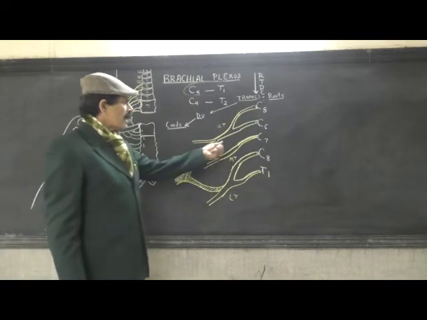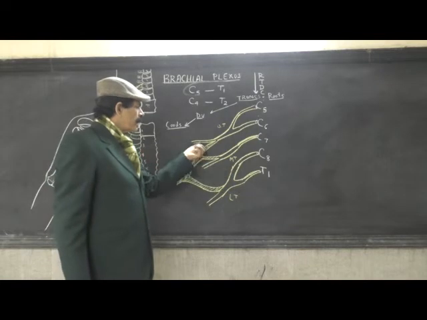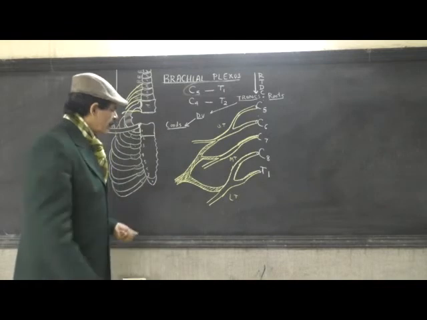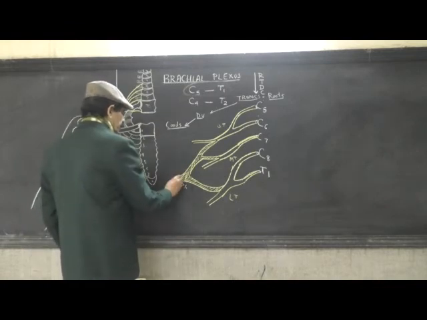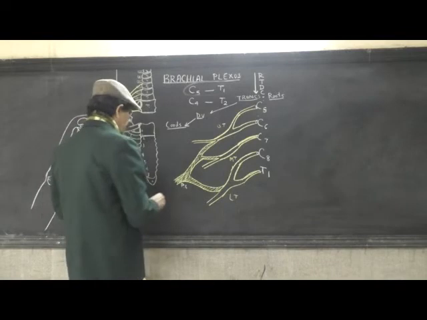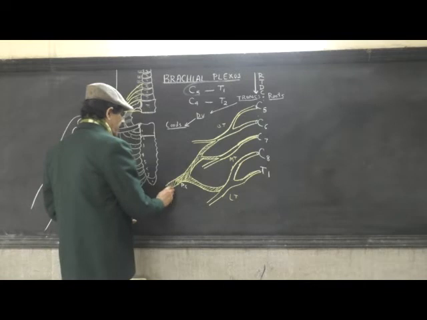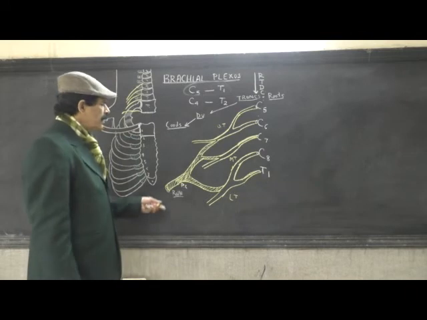Now the upper, middle and lower trunks divide into anterior and posterior divisions. All posterior divisions unite to form the posterior cord. This is the posterior cord. And remember, the posterior cord is continued as the radial nerve. This is the radial nerve. The radial nerve is formed like this.